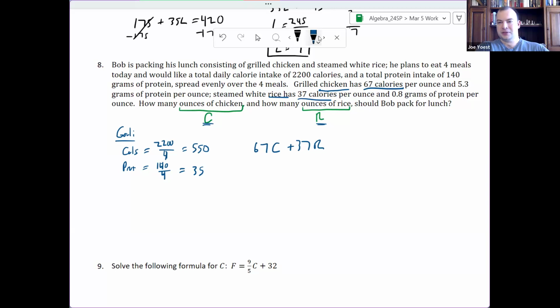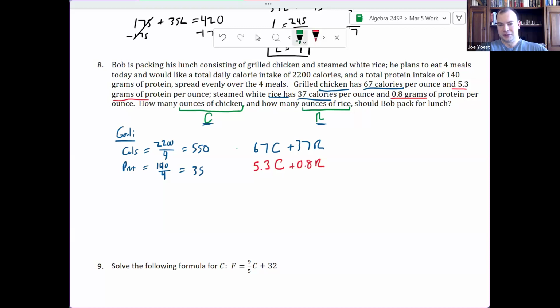Similarly with protein, the chicken has 5.3 grams of protein per ounce. The rice has 0.8 grams of protein per ounce. So the actual amount of protein we would achieve with so many ounces of chicken and so many ounces of rice is 5.3C plus 0.8R.